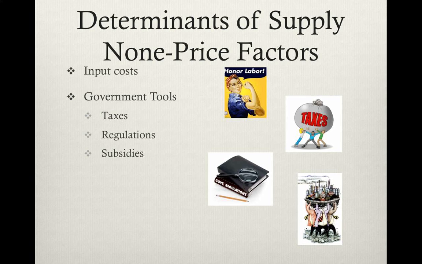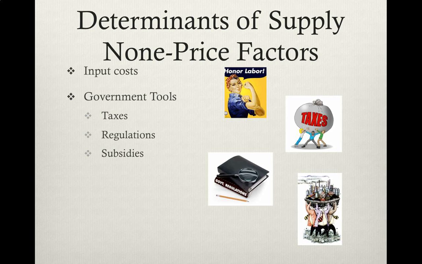So next one is government tools, and there are three things that fall under the government tools. Three things that the government can do that actually will affect the supply of products: taxes, regulation, and subsidies. Taxes, we all know what that is. And we know what an excise tax is.